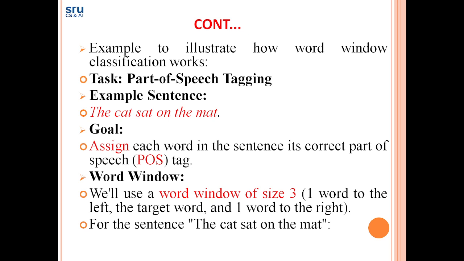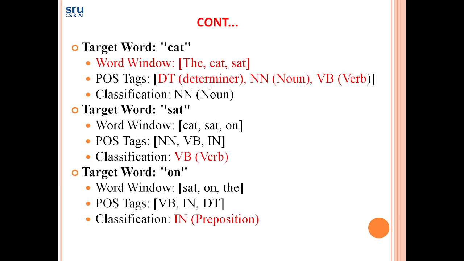Example, part of speech tagging. Example sentence: The cat sat on the mat. Assign each word in a sentence its correct part of speech tag. Word window: we will use a word window of size 3, one word to the left, the target word, and one word to the right. For the sentence, the cat sat on the mat, target word cat, word window: the cat sat.